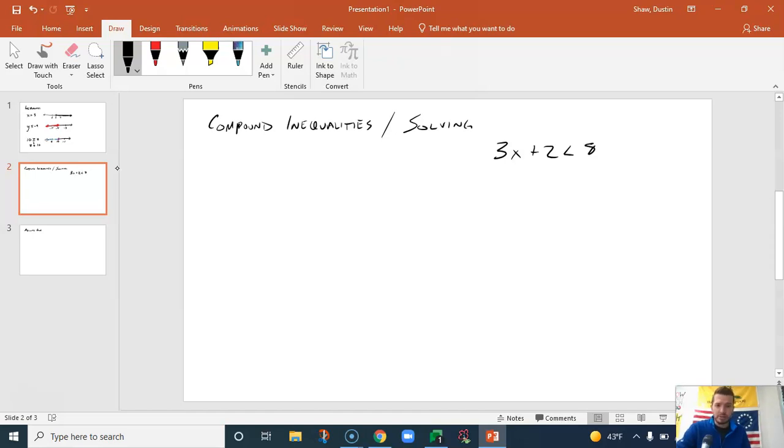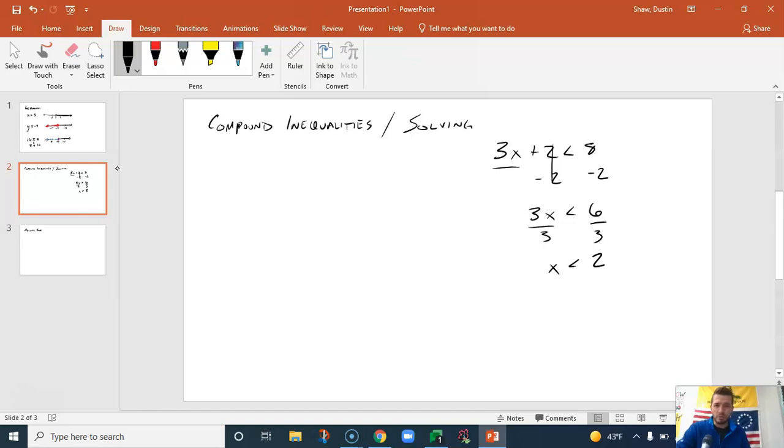Okay, so again, just regular solving. I need to get my x by itself. So the first step here, I want to subtract 2 from both sides. Now that cancels, so it'll be 3x is less than 6. Divide by 3, and x is less than 2 is my answer.